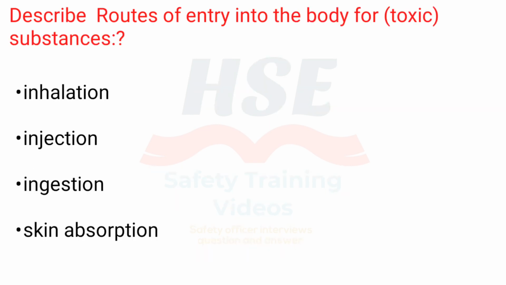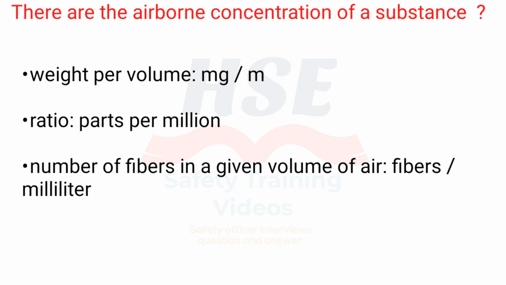Describe routes of entry into the body for toxic substances: inhalation, injection, ingestion, skin absorption. There are several ways to express the airborne concentration of a substance: weight per volume, mg/m³; ratio, parts per million; number of fibers in a given volume of air, fibers per milliliter.